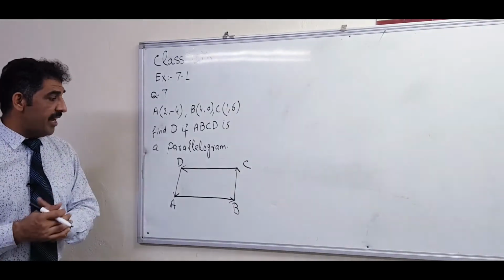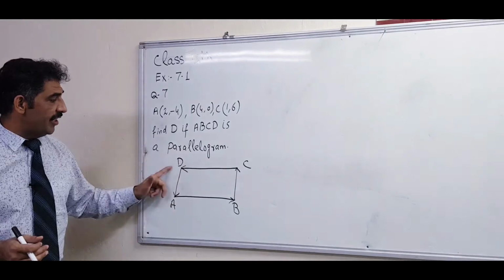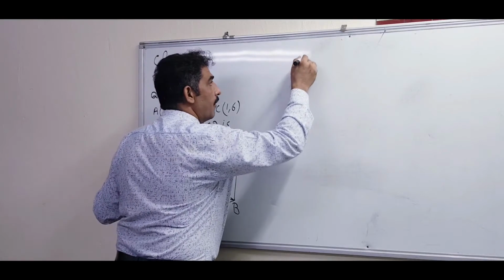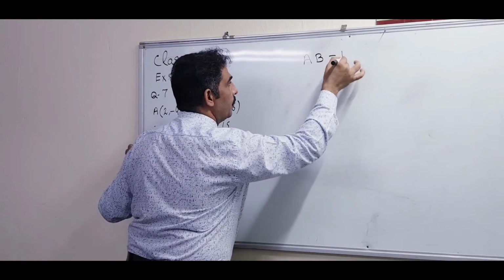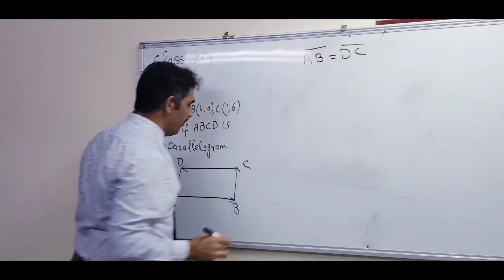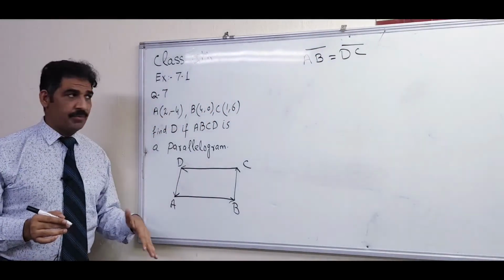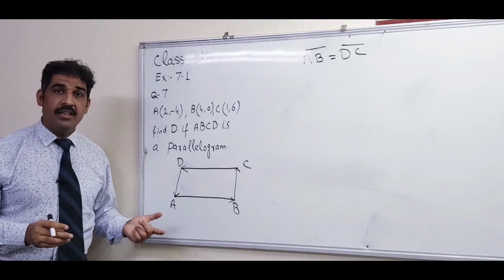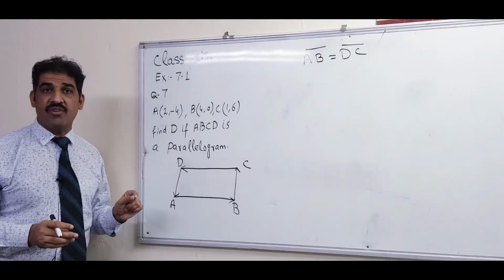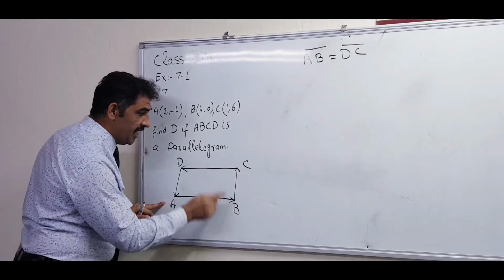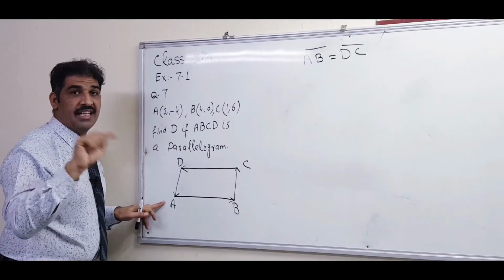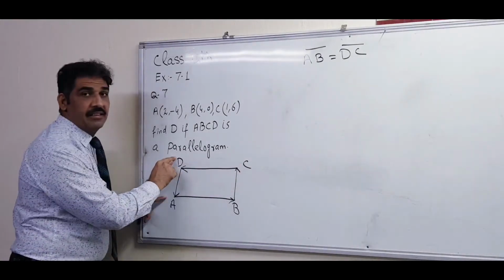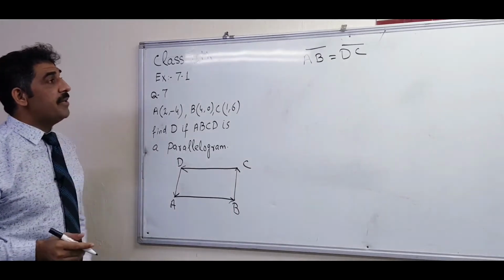We have to compare these two vectors because we have to find the value of D. So we can take AB is equal to DC. We can also take BC is equal to AD. Both are correct. I write DC because that is the vector method. Some students make a mistake and write ABCD, which is wrong. This is a vector, so in vectors you should not do this. So AB is equal to DC.